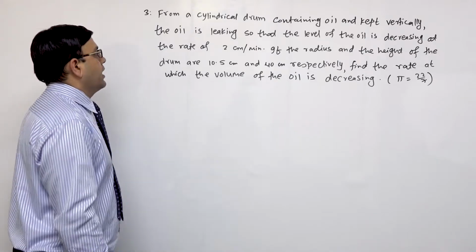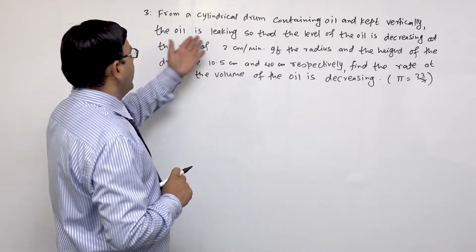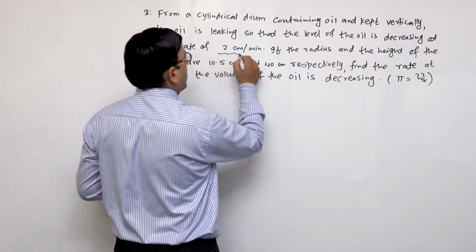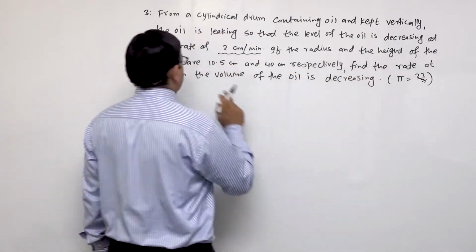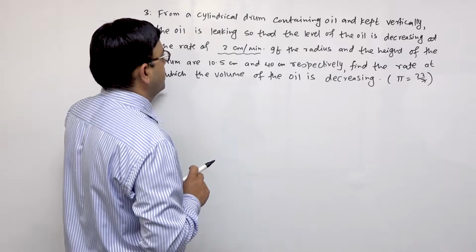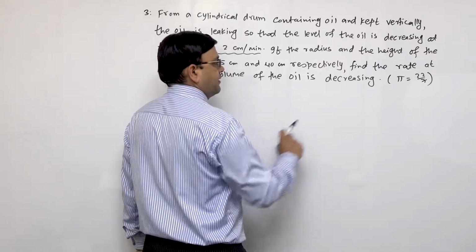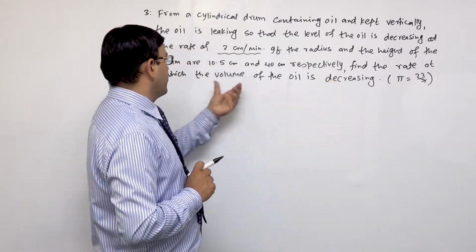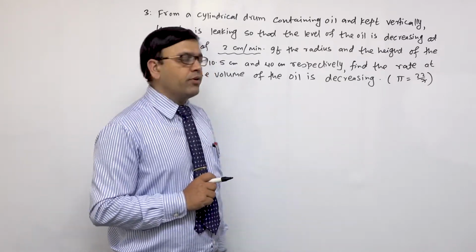This is our question once again. From a cylindrical drum containing oil and kept vertically, the oil is leaking so that the level of the oil is decreasing at the rate of 2 centimeter per minute. If the radius and the height of the drum are given, respectively, find the rate at which the volume of the oil is decreasing. That means the rate of the volume, dV by dt, is equal to what, we have to find out.